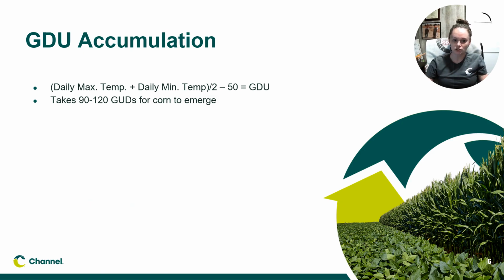The next factor to consider is our growing degree units, or GDUs. The equation for GDUs is your daily maximum temperature plus your daily minimum, you divide by 2, and then subtract 50. And if we think about how GDUs relate to emergence, it does take about 90 to 120 GDUs for corn to emerge.